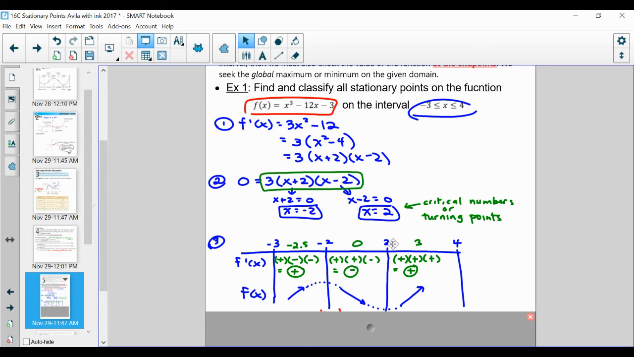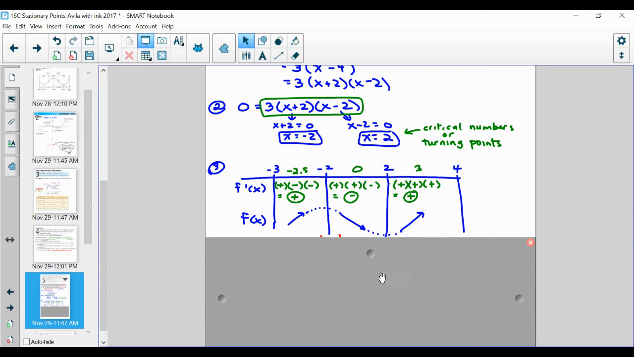Last, I'm going to choose a number between 2 and 4 to test. I'm going to pick 3. If I plug 3 into my derivative, I'm going to get a value that's positive, positive, and positive. When I multiply 3 positive numbers, I get a positive result. So my derivative is positive, and that indicates that my function is increasing. So far, that's the same as what we have done in the previous lesson. You can even draw some little dotted lines to connect those arrows to get an idea of your shape.